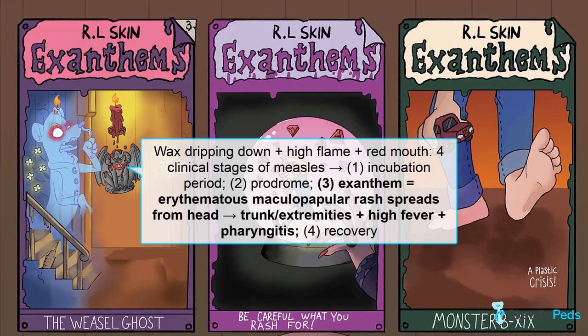Other characteristic findings seen during the exanthematous phase include a high fever, depicted by the high red candle above our gargoyle, and pharyngitis, represented by our gargoyle's glowing red mouth.